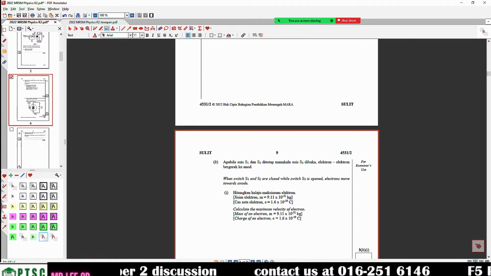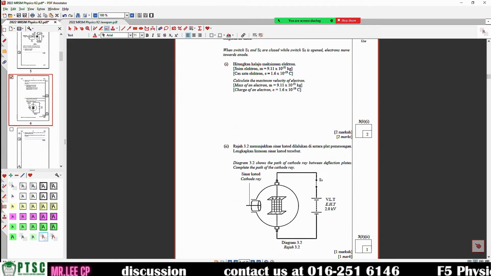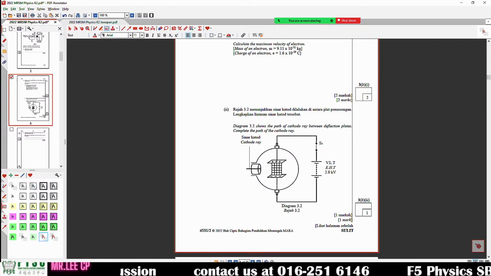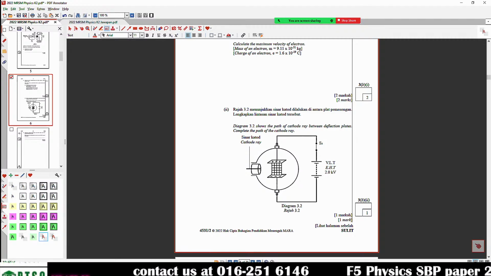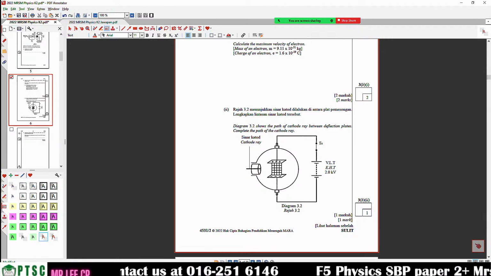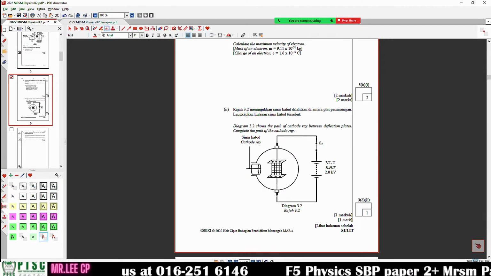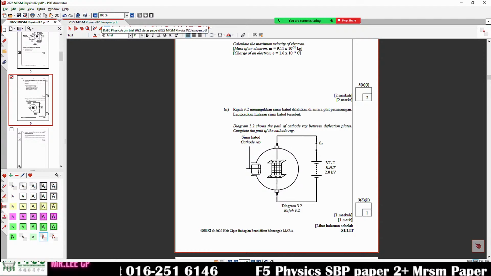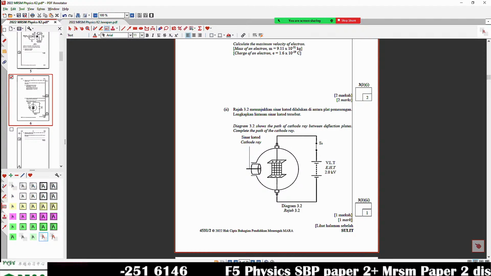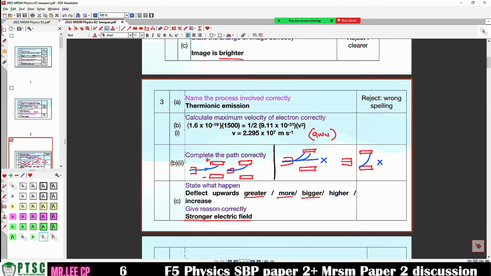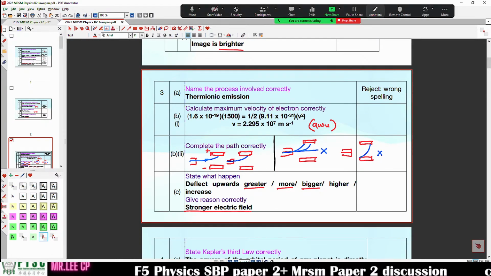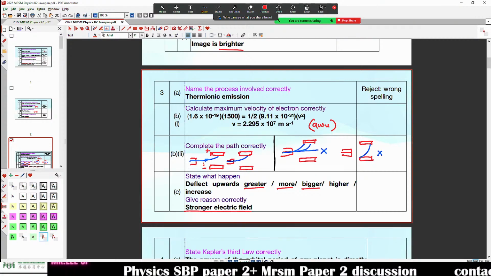Alright. Diagram 3.2 shows a part of the cathode ray between the deflection plates. Complete the path of the cathode ray. So this is an electron. Will the electron go up or go down? You go up because the electron is negative. So now you see the answer, it is going up.